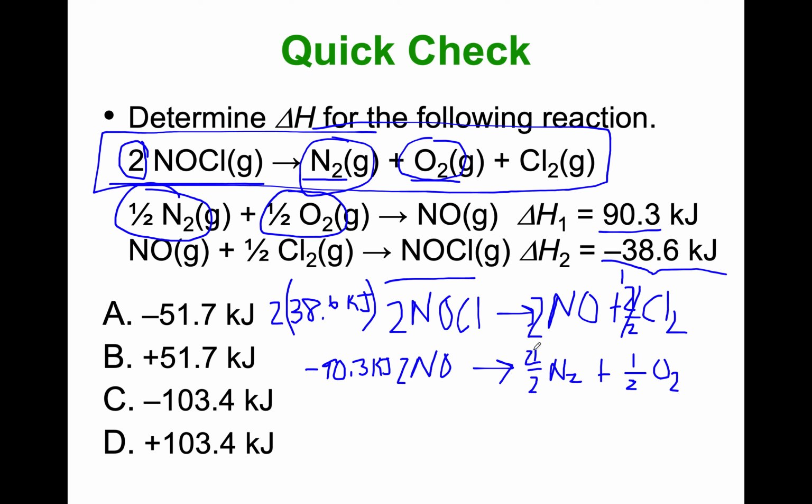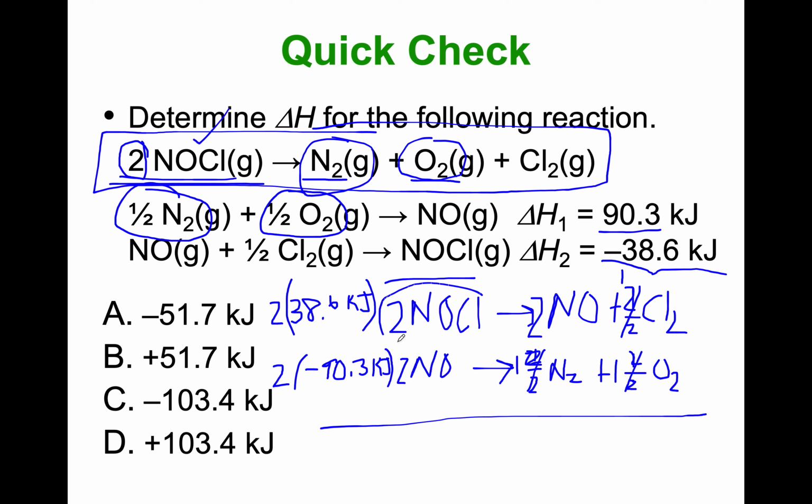This by 2 cancels out. This by 2, so that cancels, we get 1 nitrogen and 1 oxygen. And of course, we've got to multiply this by 2. Okay, so let's put it all together. 2 NOCl, that's what we wanted up here. Excellent. Check, I got it.